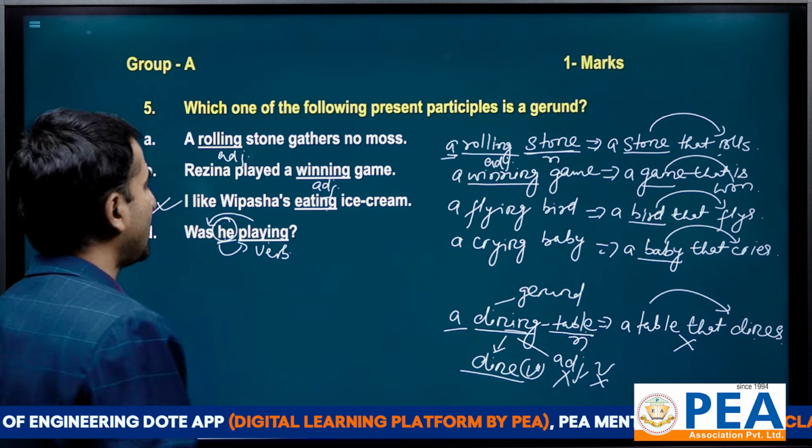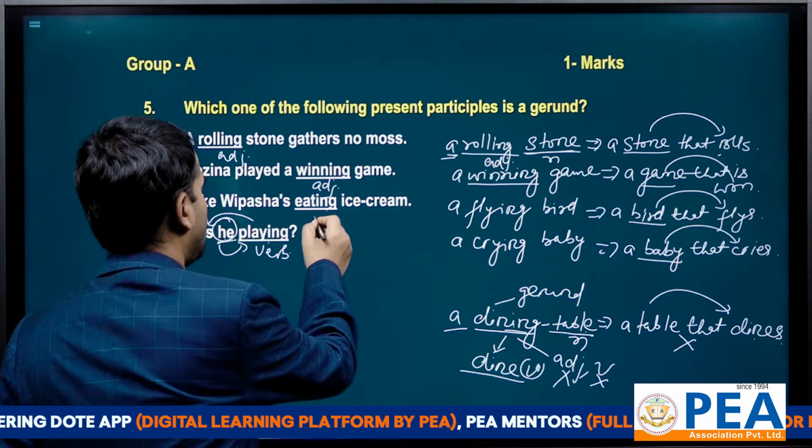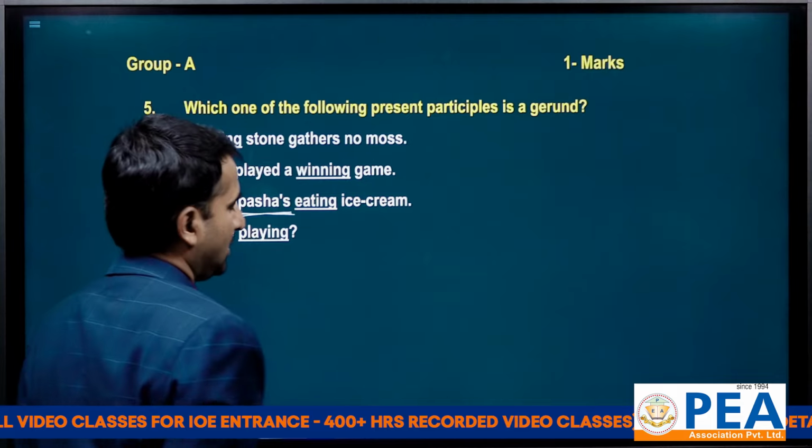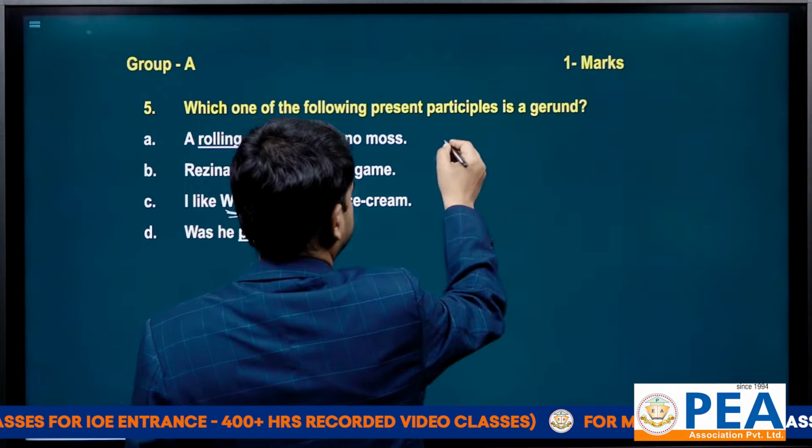Now we have to prove how it is a noun or a gerund. How it is a gerund, that we have to prove. So I am going to explain that one also. Here you see eating. Vipassa's eating. See, I am writing.